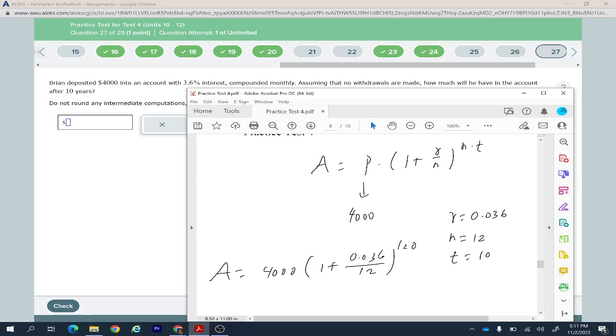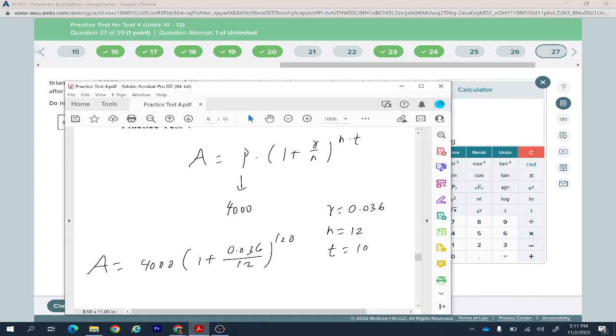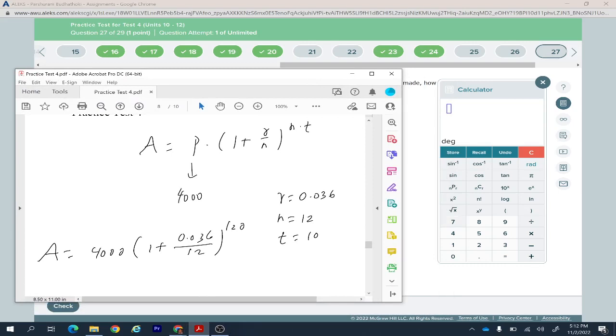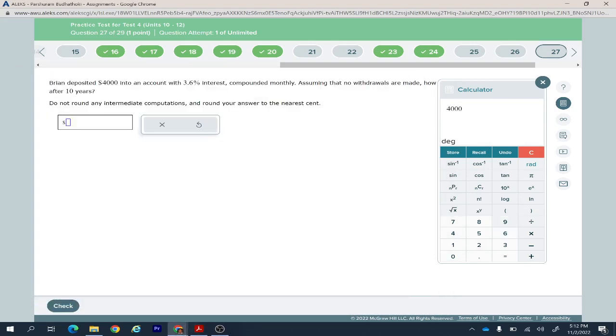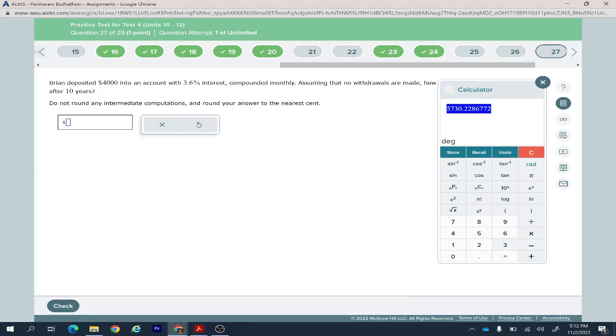Just use the calculator, like here, as you can see: 4,000 times parenthesis 1 plus 0.036 divided by 12, and then close parenthesis, power 120. That's what we have here. Just hit enter. That gives you the answer. Do not round any intermediate computation and round your answer to the nearest cents.